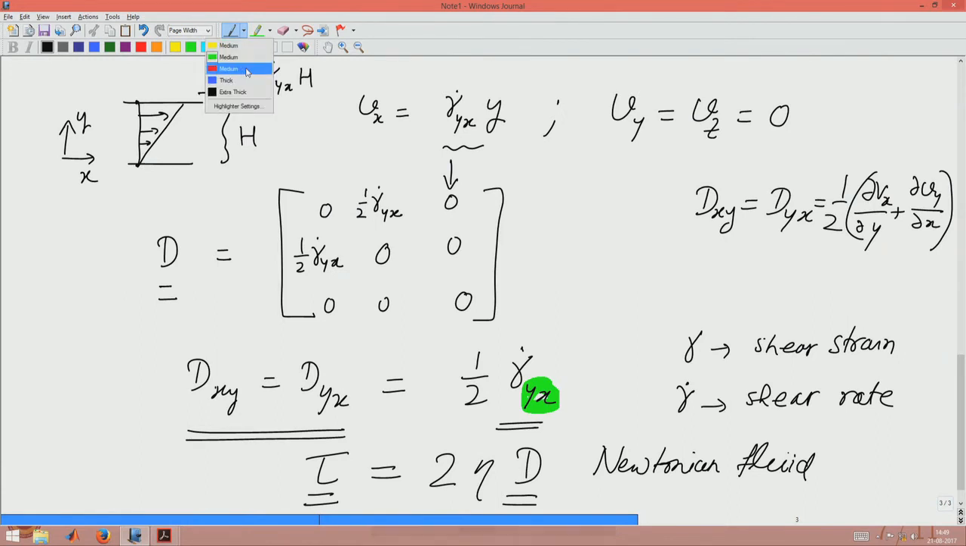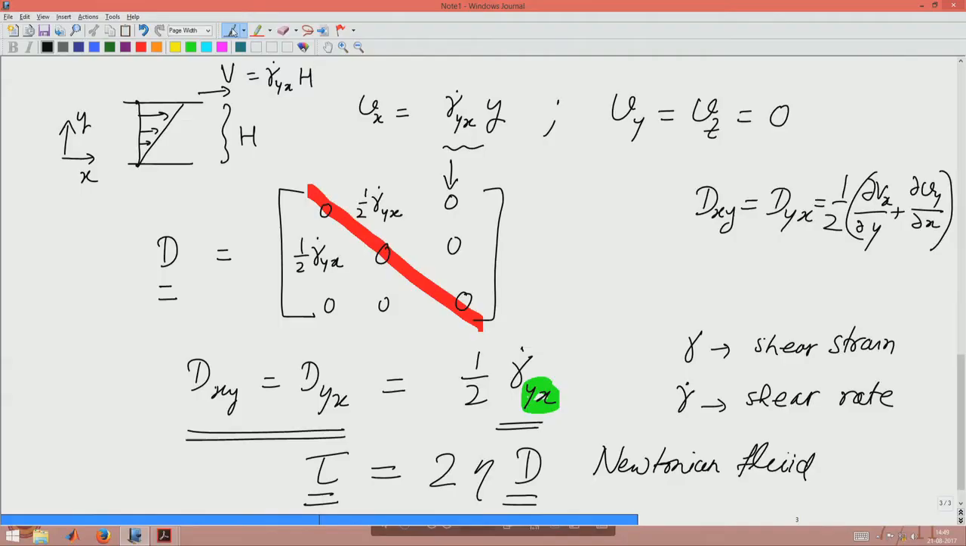So, since normal strain rates are all 0, normal components of tau will also be 0. Therefore, in rheology, even if we are doing one dimensional flow, we should always keep in mind the 3 dimensional picture. That is why, with that reminder, we are using this gamma dot yx.